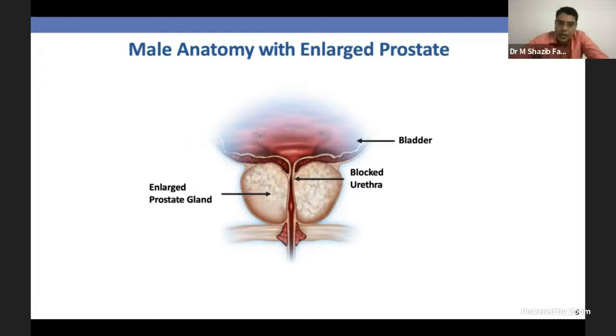But when this gland enlarges inside, then the problem occurs. Now, what is the problem? It compresses the urethra, and when it compresses the urethra, the urine starts stagnating here, and the patient will experience the symptoms which we know as lower urinary tract symptoms. We'll be discussing them in detail in further slides.